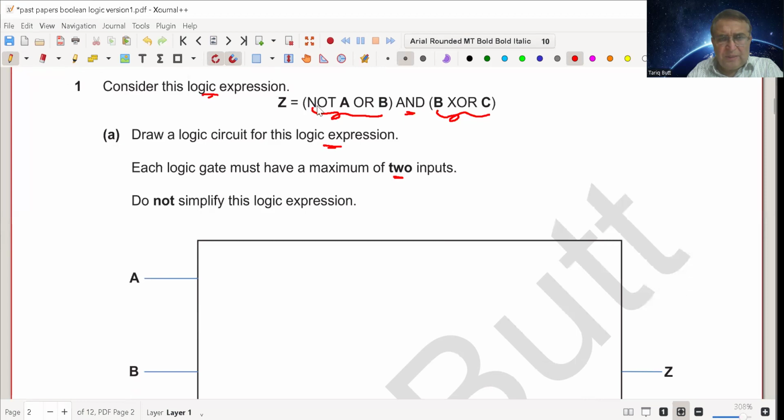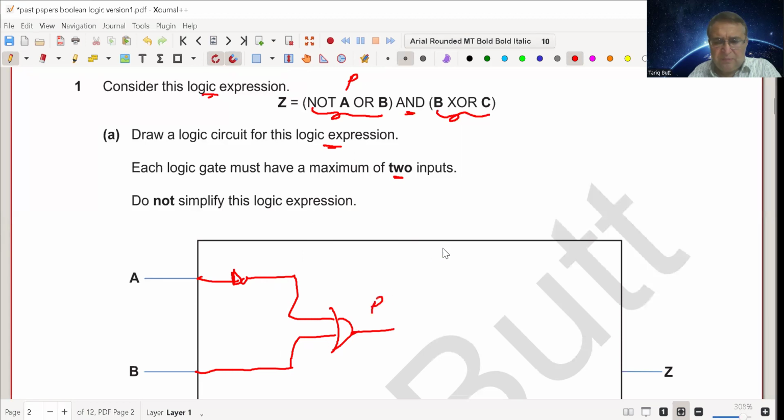First of all, we design this sub-expression, not of A. This is not of A, or B. So we have to OR them: not of A or B. Let's call this P, for instance. You can give any name. So we call this P.